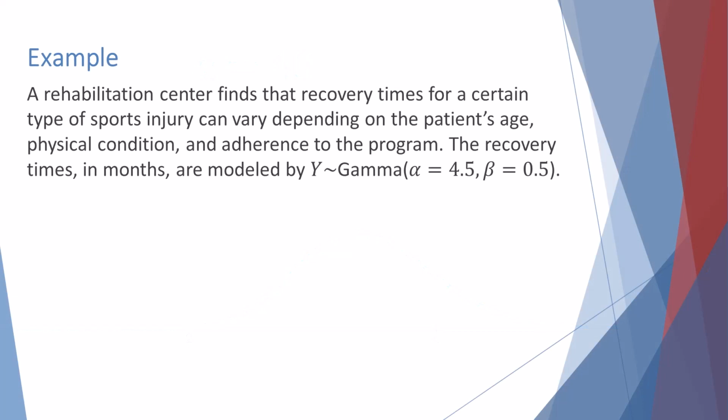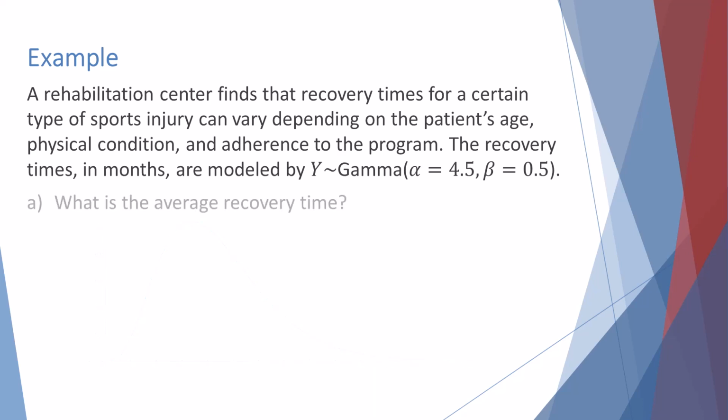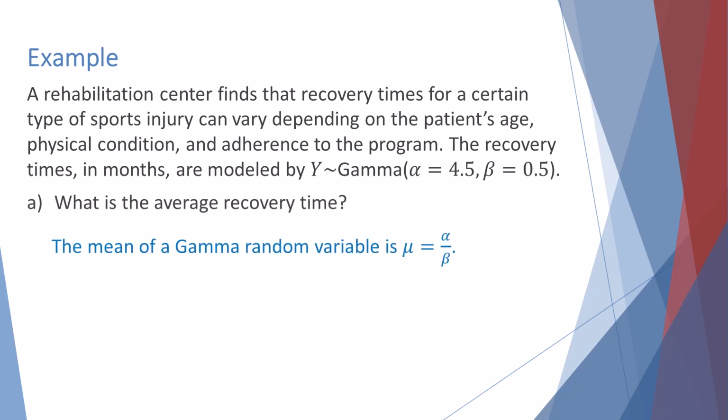A rehabilitation center finds that recovery times for a certain type of sports injury can vary depending on the patient's age, physical condition, and adherence to the program. The recovery times in months are modeled by a gamma random variable, where alpha equals 4.5 and beta equals 0.5. We want to know what is the average recovery time. Well, we know that the mean of a gamma random variable is mu equals alpha over beta. So the average recovery time is mu equals 4.5 over 0.5, which is 9 months.